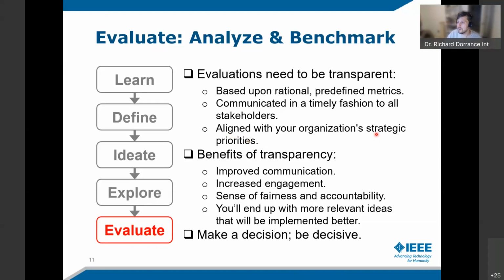And so the benefit of making sure that this evaluation is transparent is it improves communication between all the different parties involved.